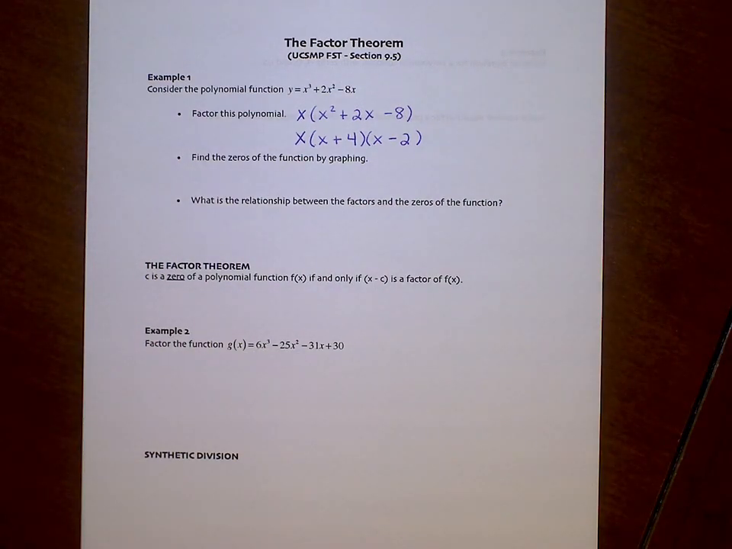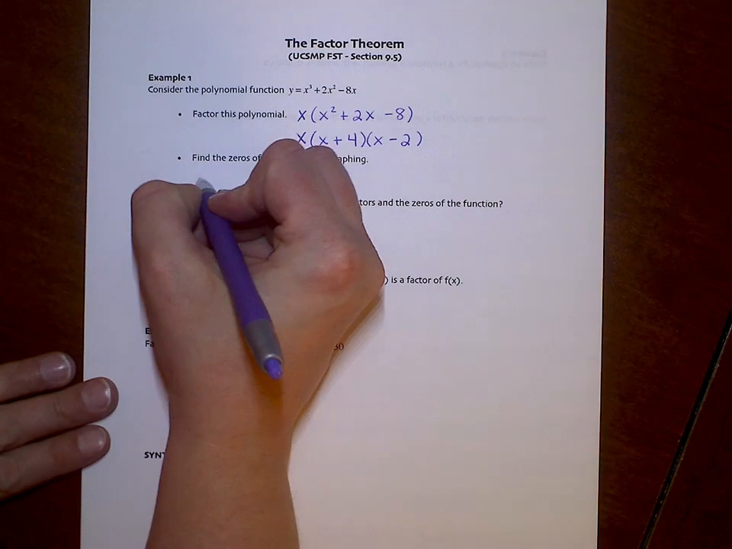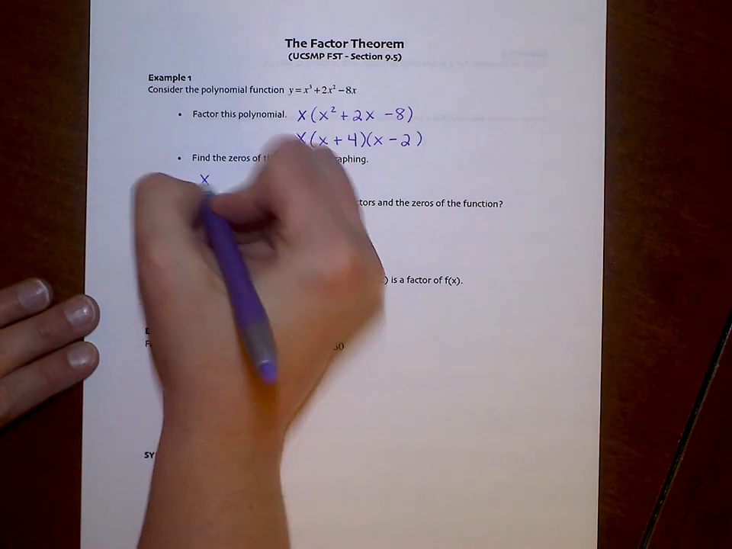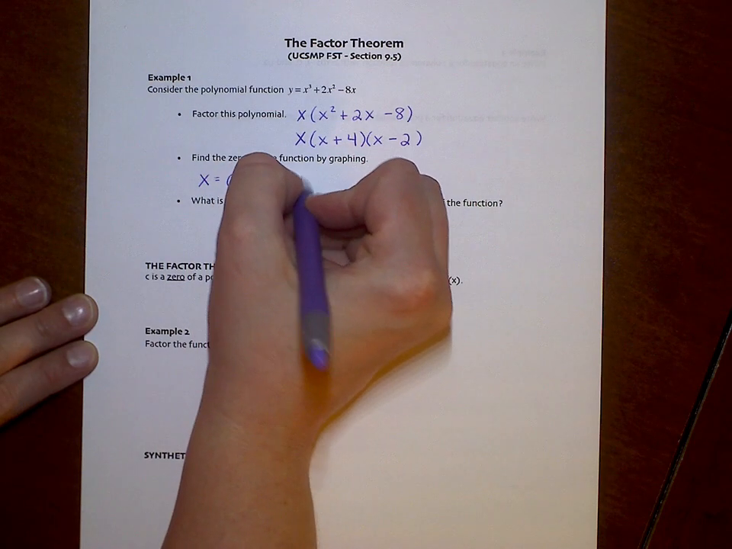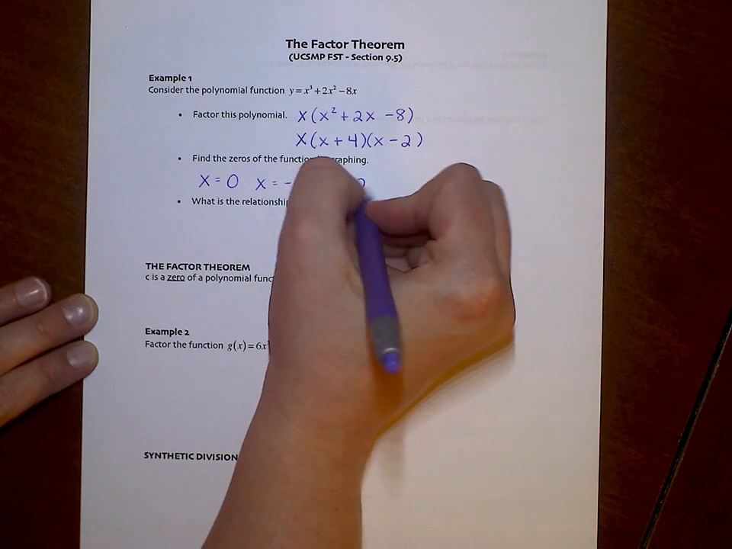Okay, so now the next question, which is a seemingly unrelated question, wants me to graph that polynomial and take a look at it on a graph and look at the zeros. The zeros, by the way, that's another word for roots. Okay, and then it wants us to look at what the relationship is between the factors and the zeros of the function. So let's take a look at this graph on Desmos real quick. So we found when we looked at Desmos that our zeros, or our roots of the function, were located at x equals 0, x equals -4, and x equals +2.